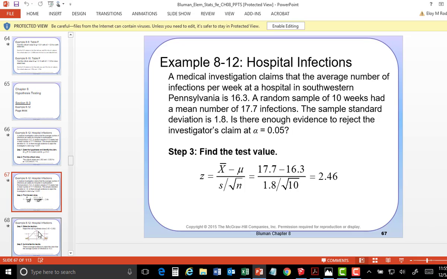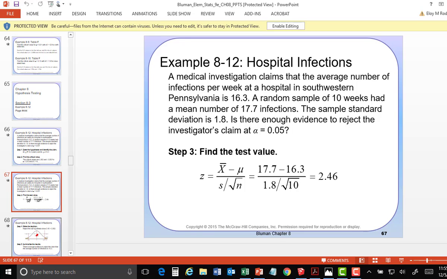And so now all I need to do is find the area from this point out, and that will be my p-value. I will compare it to my significance level. That's it. It takes a little while to grab a hold of it, but it's really not too bad. So 2.48, now we go here.